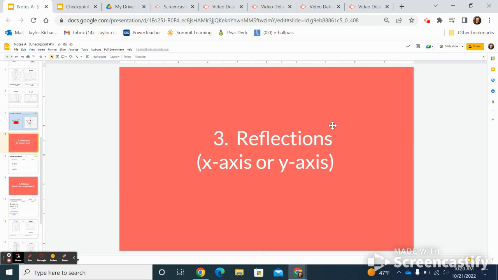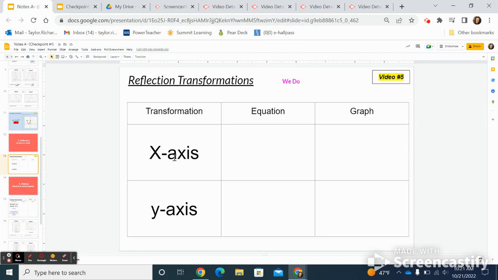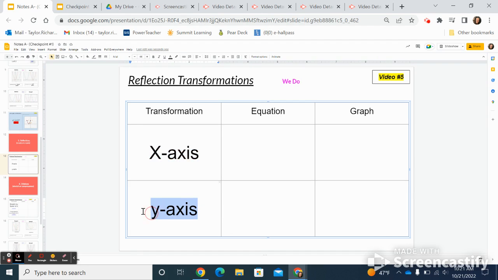All right, our third transformation is reflections. And reflections pretty much means you're flipping the graph. You can flip it over the x-axis or you can flip it over the y-axis. So those are our two transformations, reflection over x or reflection over y.